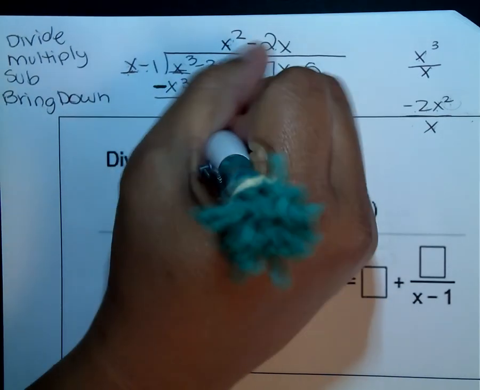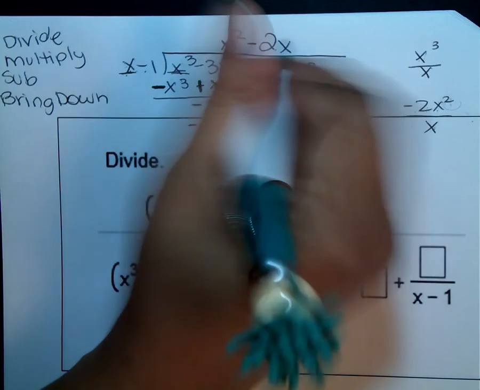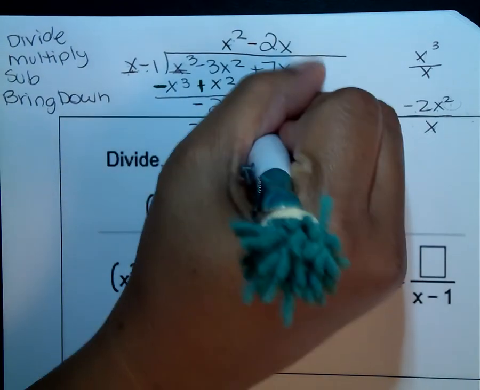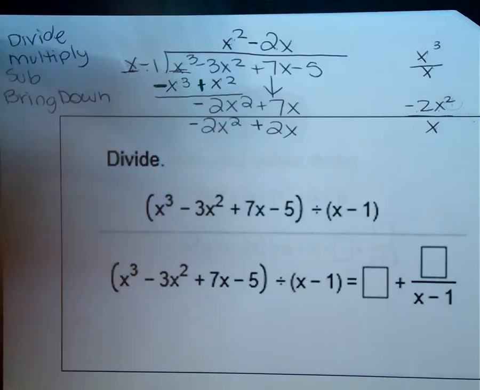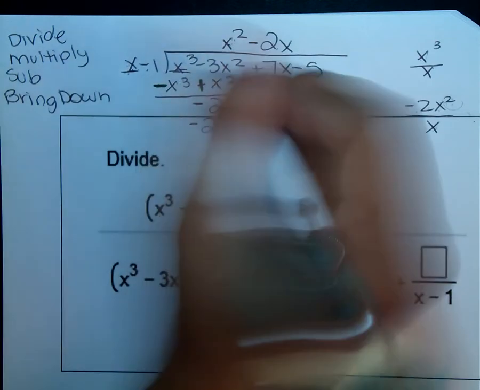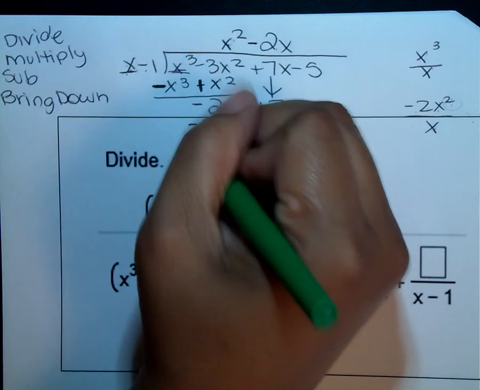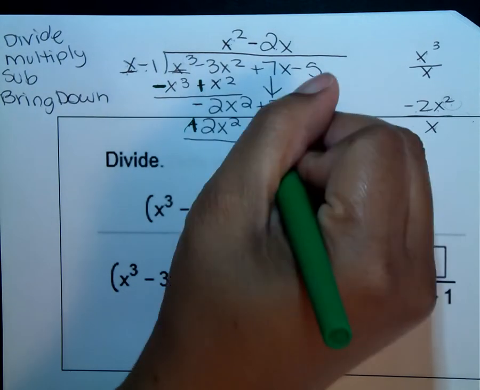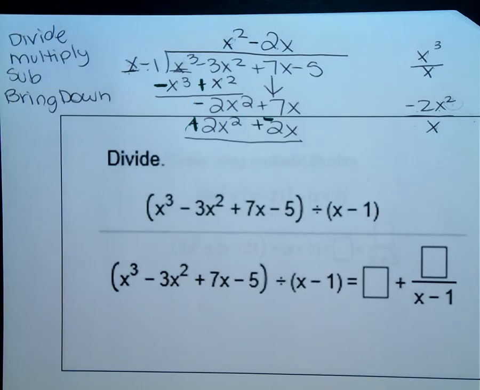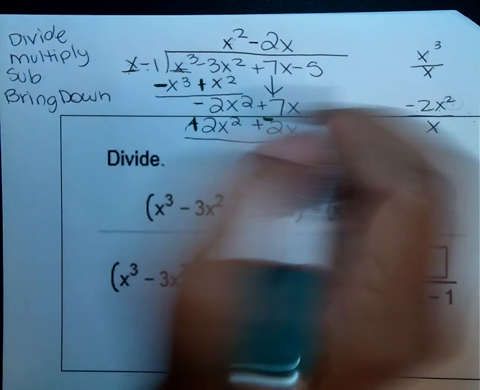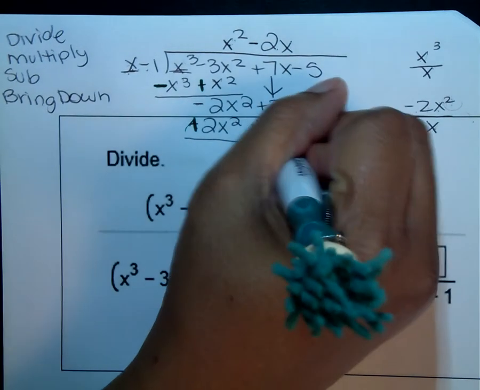2x times x, negative 2x squared, 2x times 1, negative times negative, make that a positive 2x. Now I got to subtract, which means change my signs, which makes this a plus and this a negative. 7 take away 2 gives me 5x.